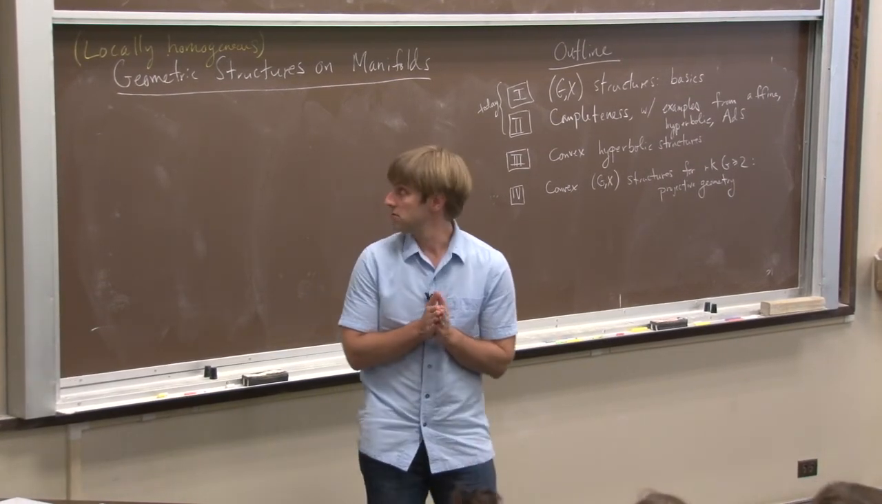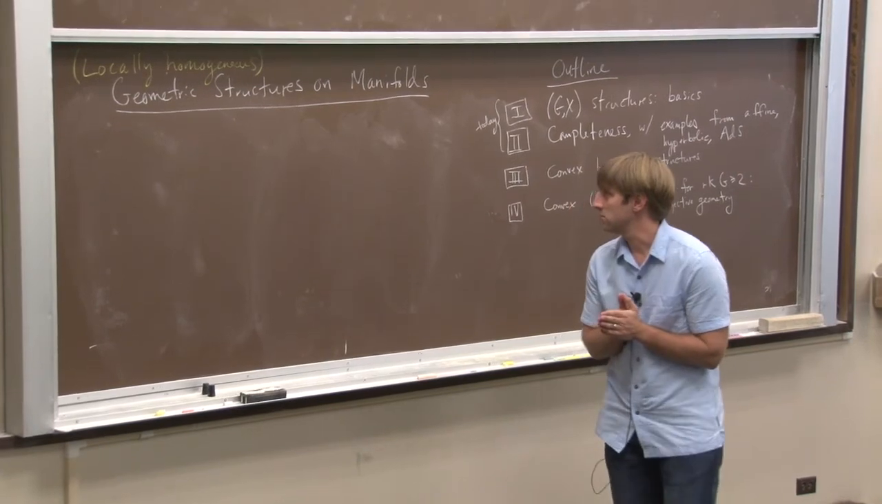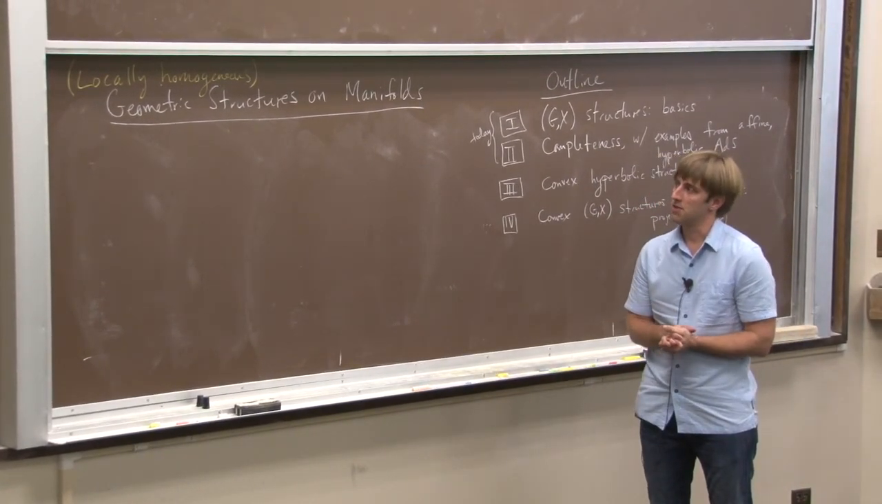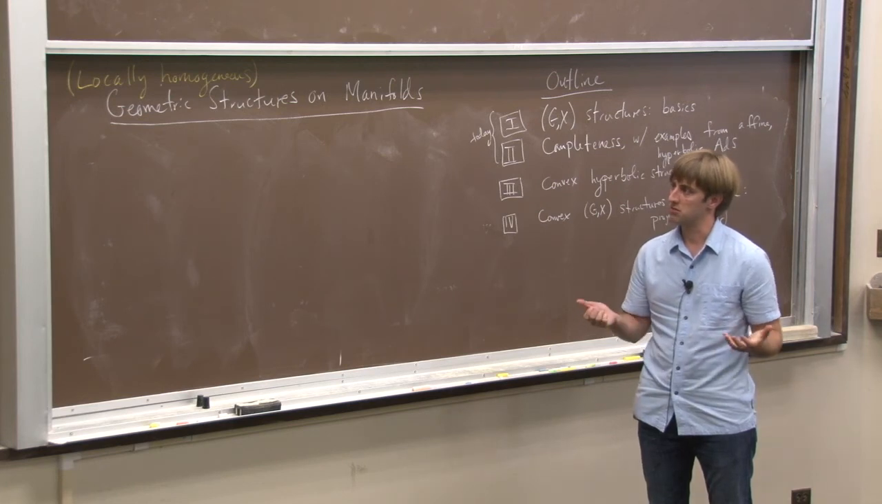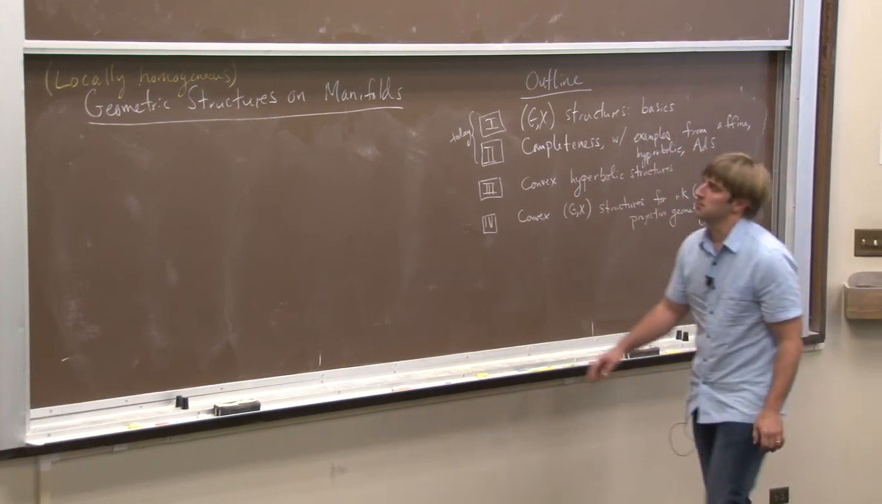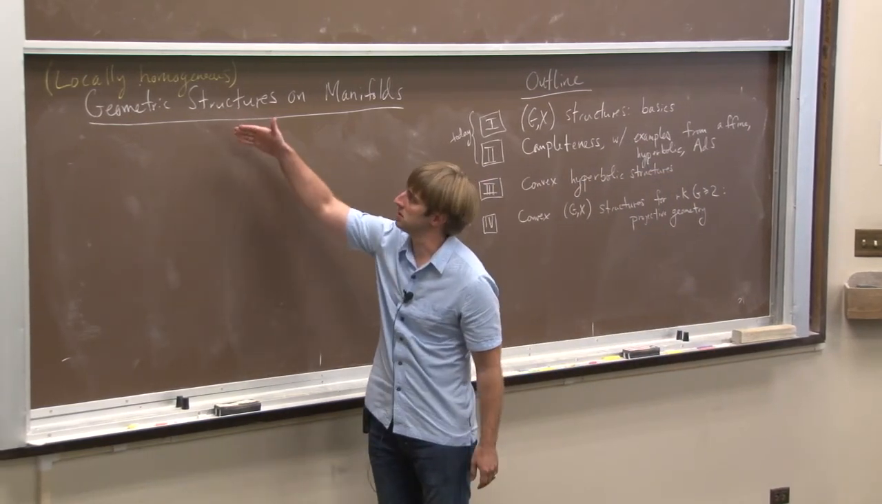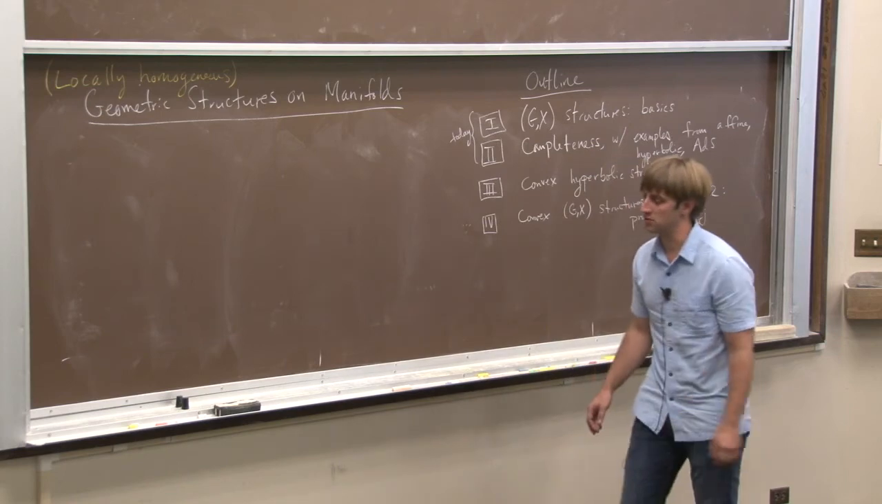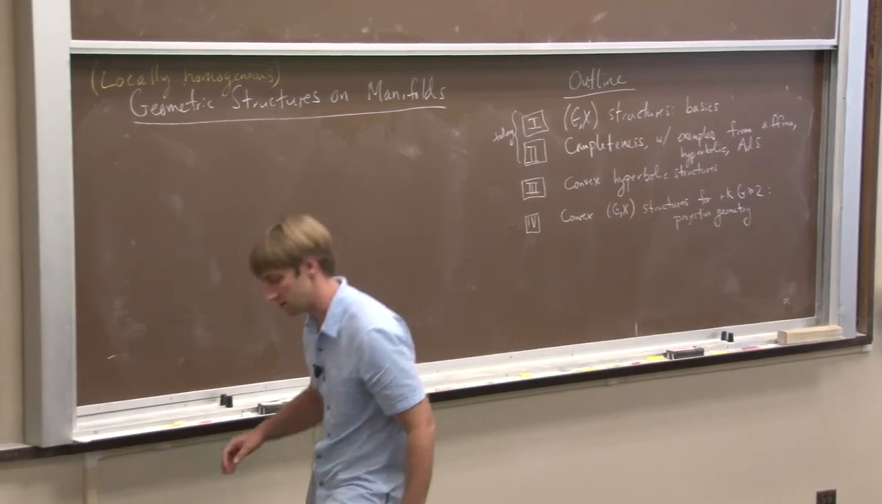So I'm going to talk about geometric structures on manifolds, and while that can mean a lot of things, the word geometry is pretty vague. But to make it more specific, what I'm really talking about is called locally homogeneous geometric structures on manifolds. And I meant to put some references.